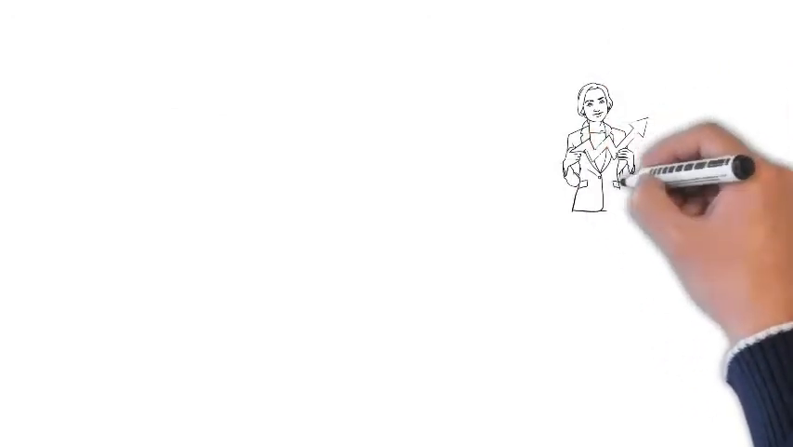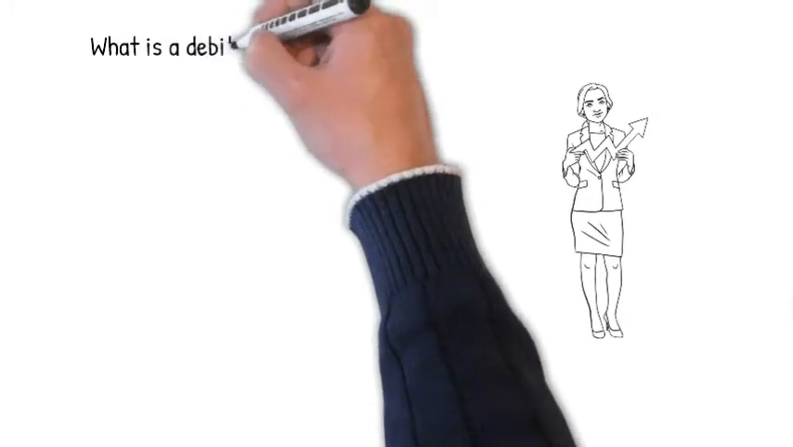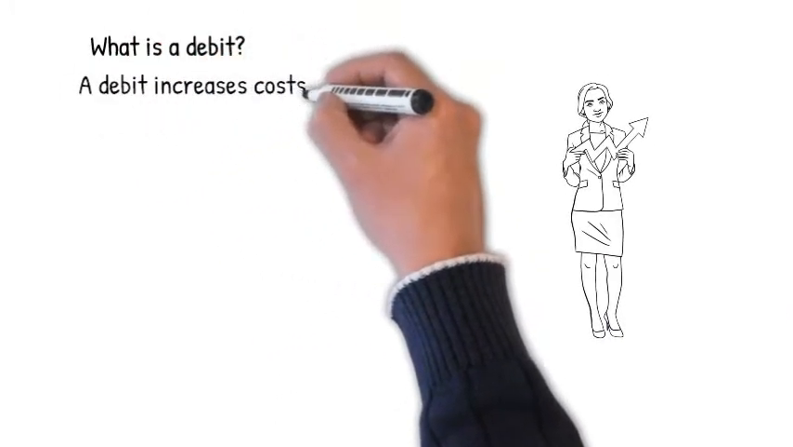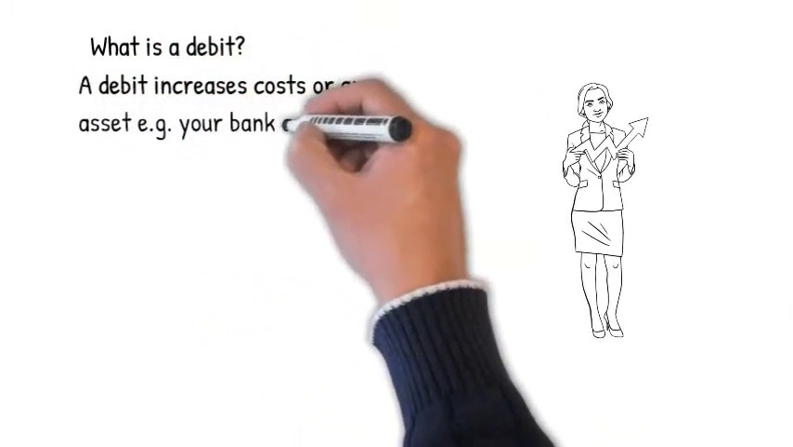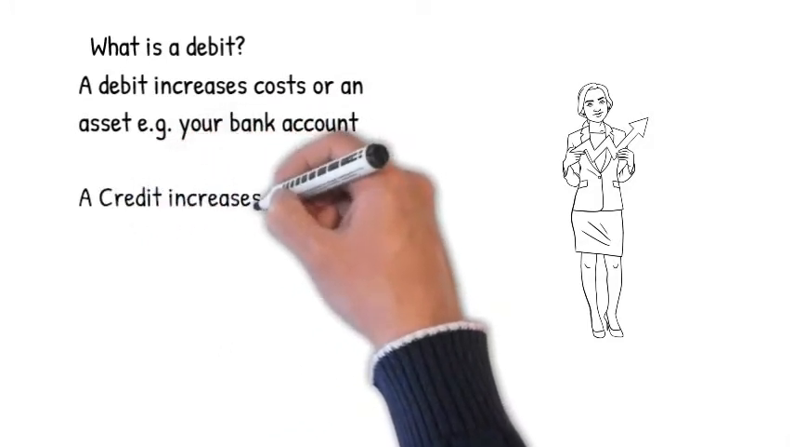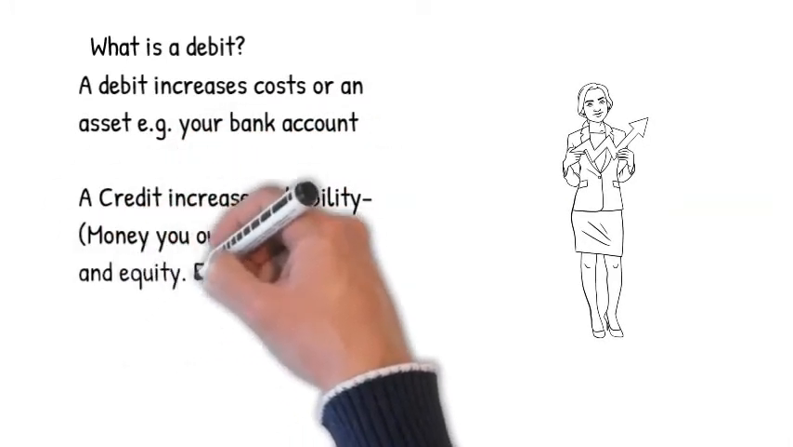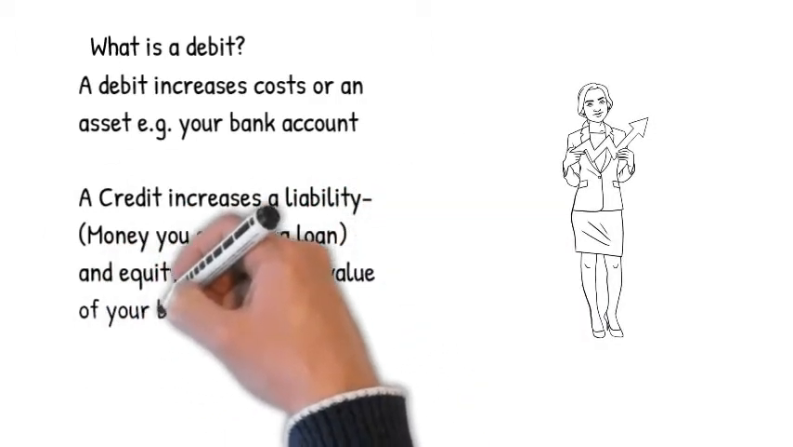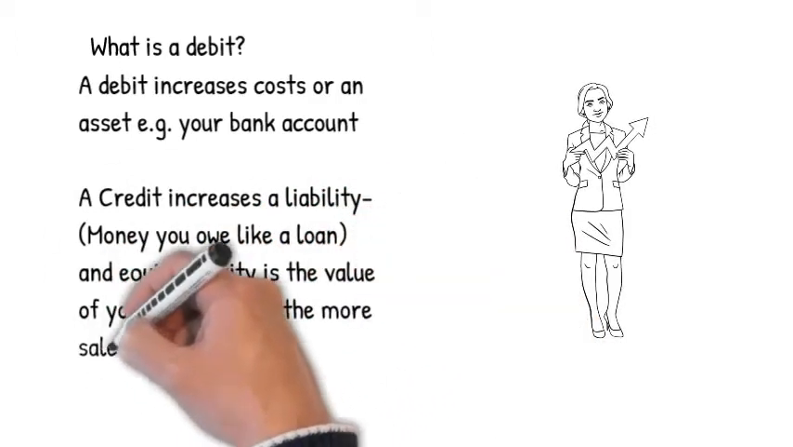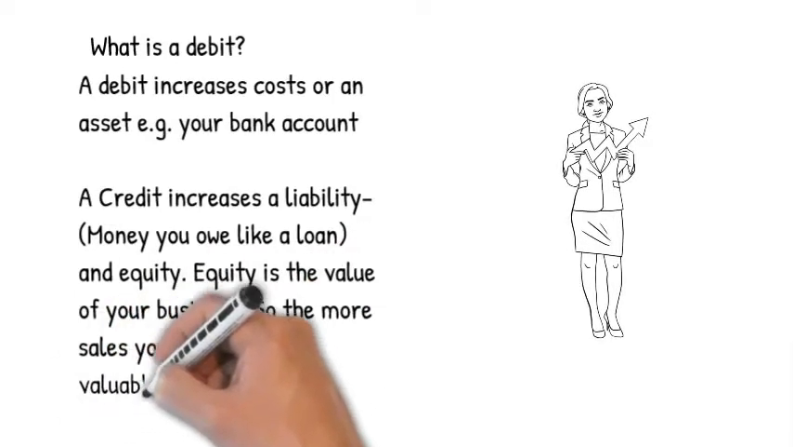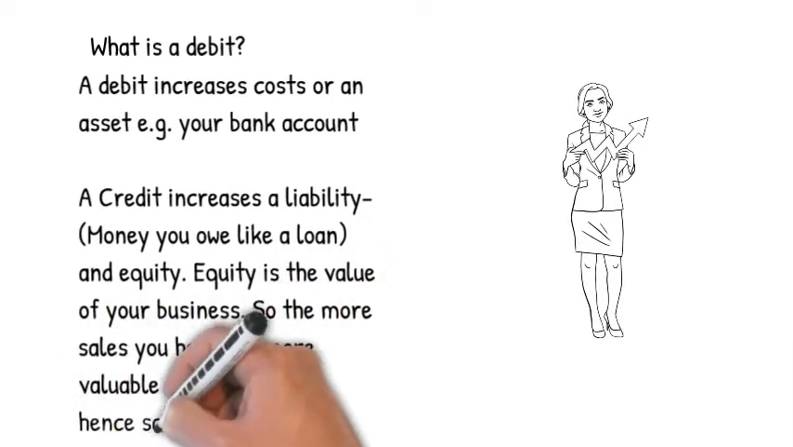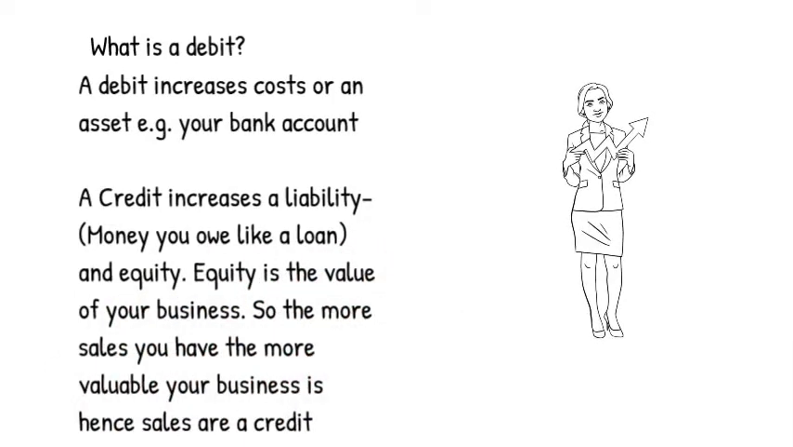So you may be asking yourself, what actually is a debit and what is a credit? A debit increases costs or increases an asset, for example your bank account. A credit increases a liability, money you owe, like a loan, and it increases equity. Equity is the value of your business. So the more sales you have, the more value the business is, hence a sale is a credit.